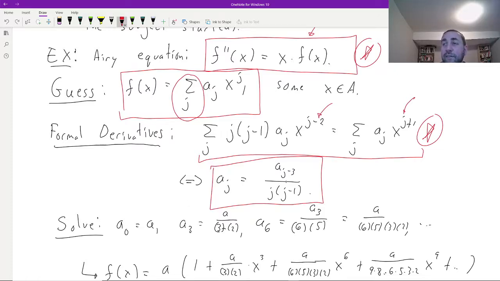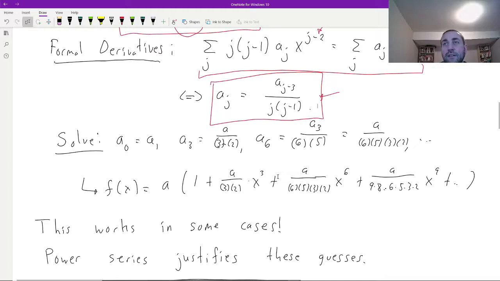That is, the coefficients for matching terms had better be equal. And that's sort of nice because we can solve this recurrence. We can set a0 equal to some constant a, and we can set a3 using this recurrence to be a over 3 times 2. a6 is equal to a3 over 6 times 5, that is a over 6 times 5 times 3 times 2, and so on and so forth.